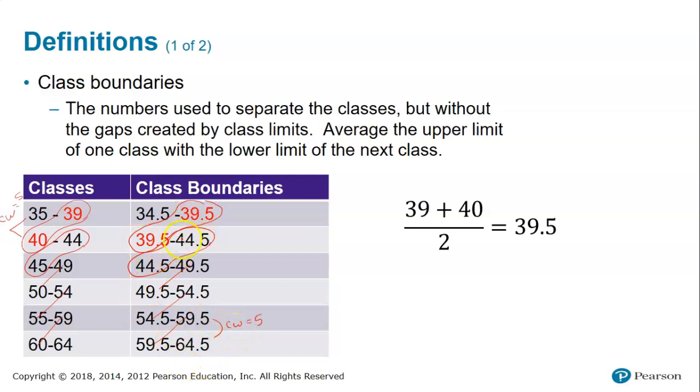So we get all of these by just averaging the diagonals over here, and then we use our class width to go back and get the first one and go back and get the last one.